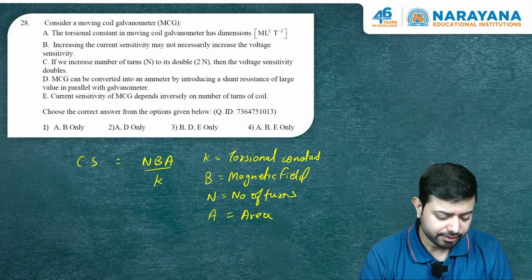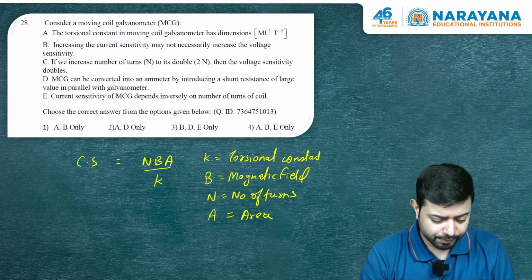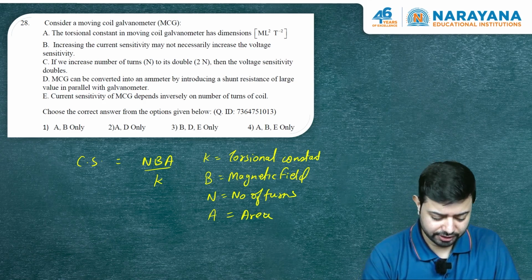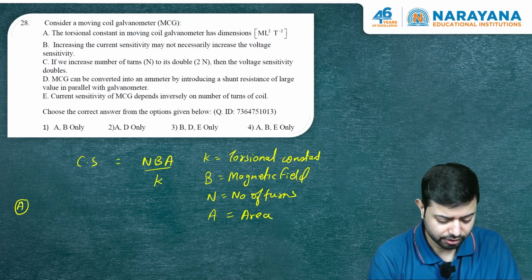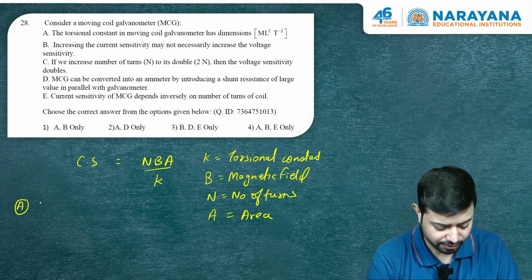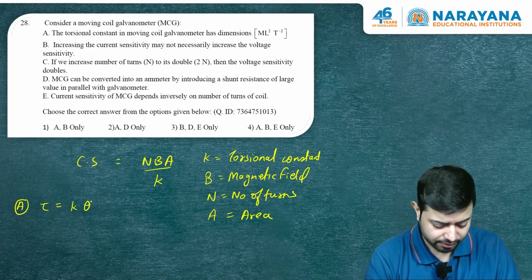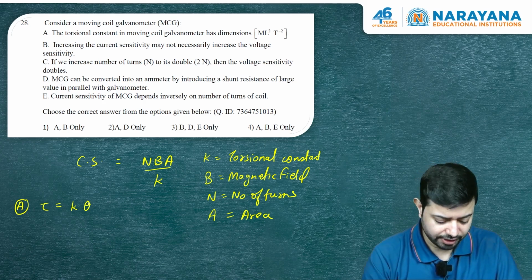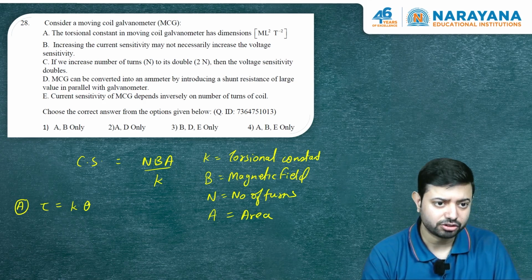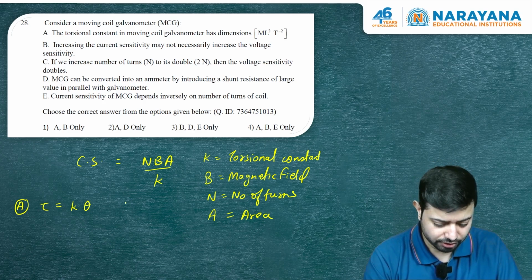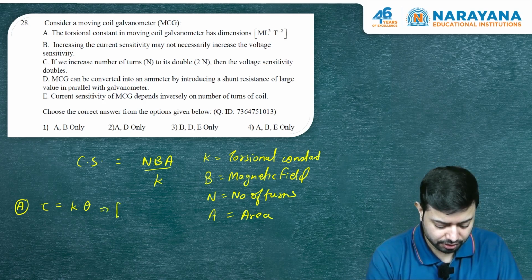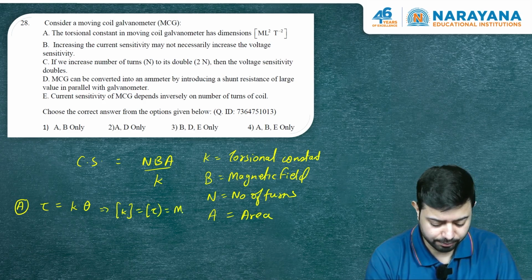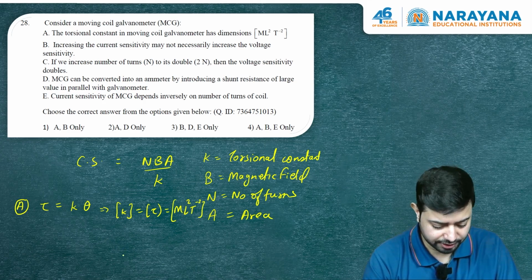Now, on what parameters it is depending, you can easily see here. By the way, the first option, A, is talking about the torsional constant. Do you know the formula of the torsional constant? It is something like this: torque is equal to the torsional constant into theta, correct. Theta has no dimension, and torque has a dimension. So, the dimension of the torsional constant is nothing but the dimension of the torque, which is M L2 T minus 2. So, the first option is absolutely correct, A is correct.